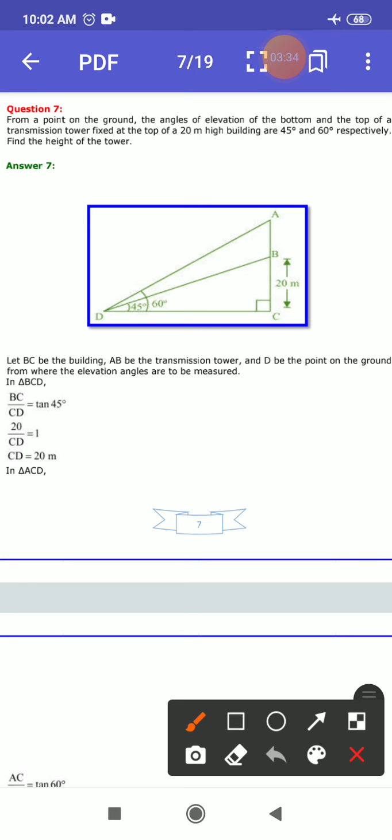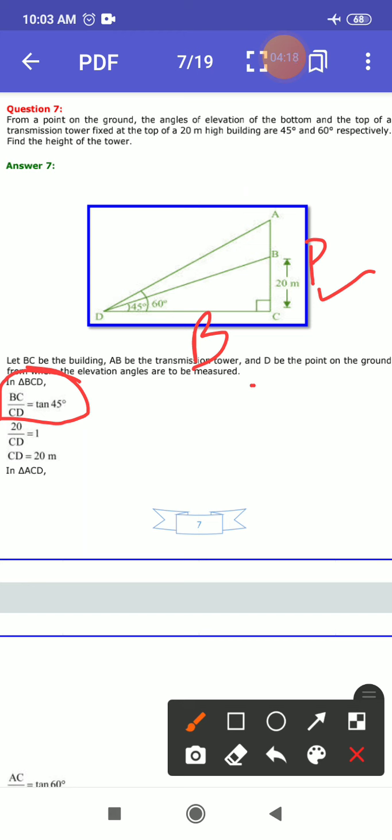Then you very well know you have to find the base, which is CD. The height of the building BC is given in the question as 20 meters, and the distance from the base of the building to the point D you have to find. This is the perpendicular and this is the base, and you know the relation between perpendicular and base.